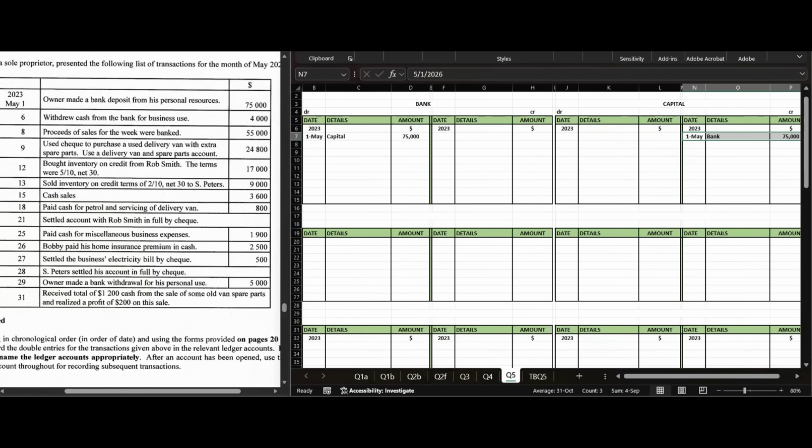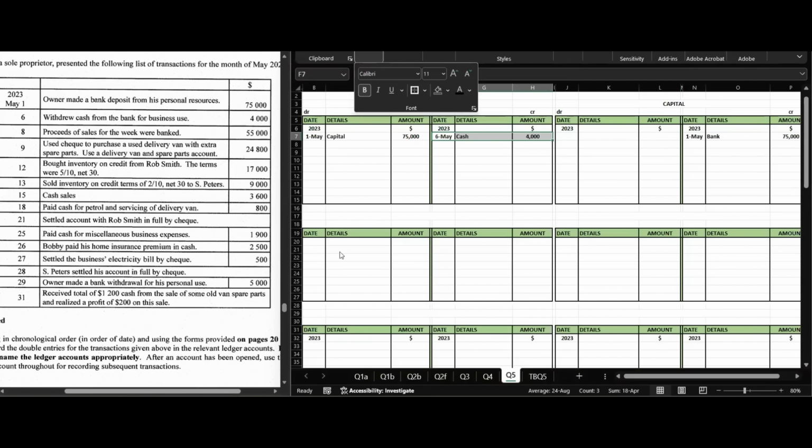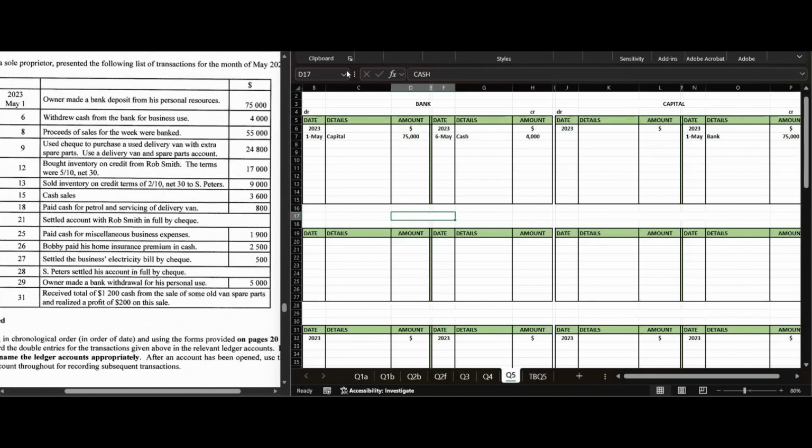Now on May 6th, he withdrew cash from the bank for business use. So he took money out of the bank, credit the bank, and put that money in the cash account, guys. So we need to open a cash account now. So we're good there. Double entry went in.